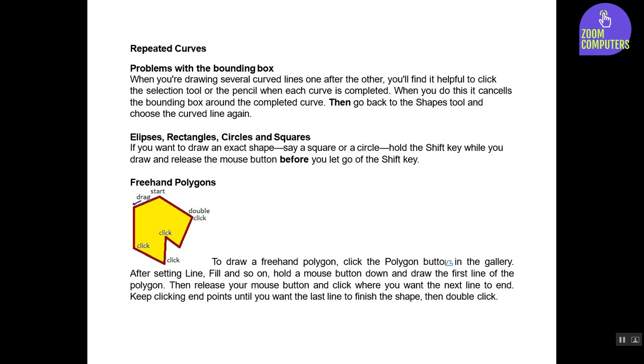Ellipses, rectangles, circles, and squares. If you want to draw an exact shape, say a square or a circle, hold the Shift key while you draw and release the mouse button before you let go of the Shift key.